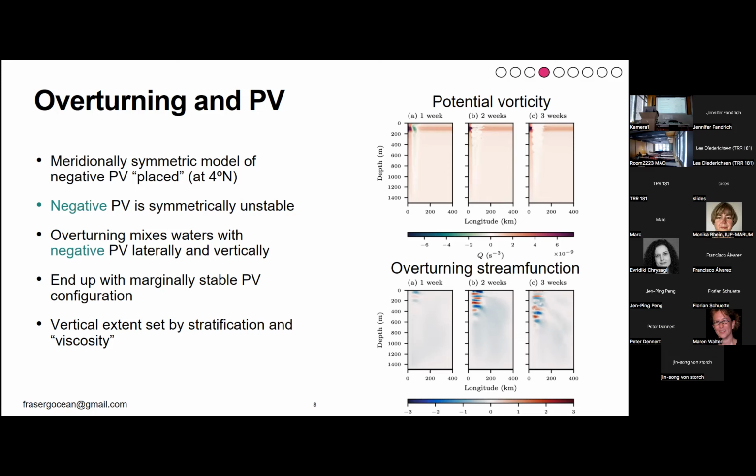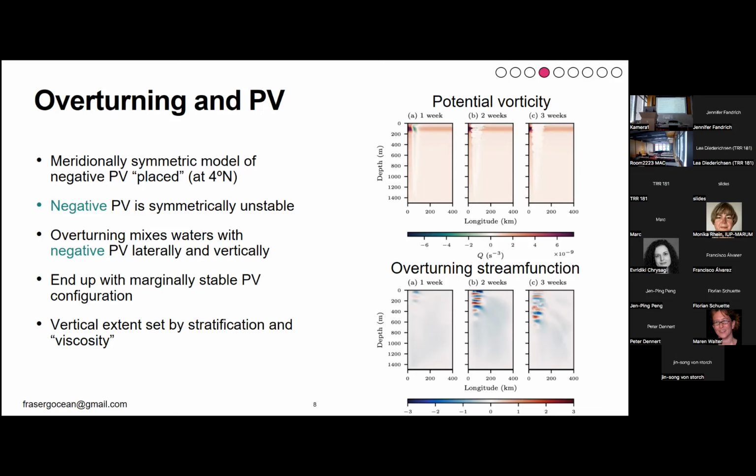And so we can see we start off in this model with a blob of negative PV in the northern hemisphere, which we expect to be symmetrically unstable. And we see after 2 weeks, a lot of that negative PV is gone. There's still a little bit. And then after 3 weeks, we're just left with lots of PV of about 0.